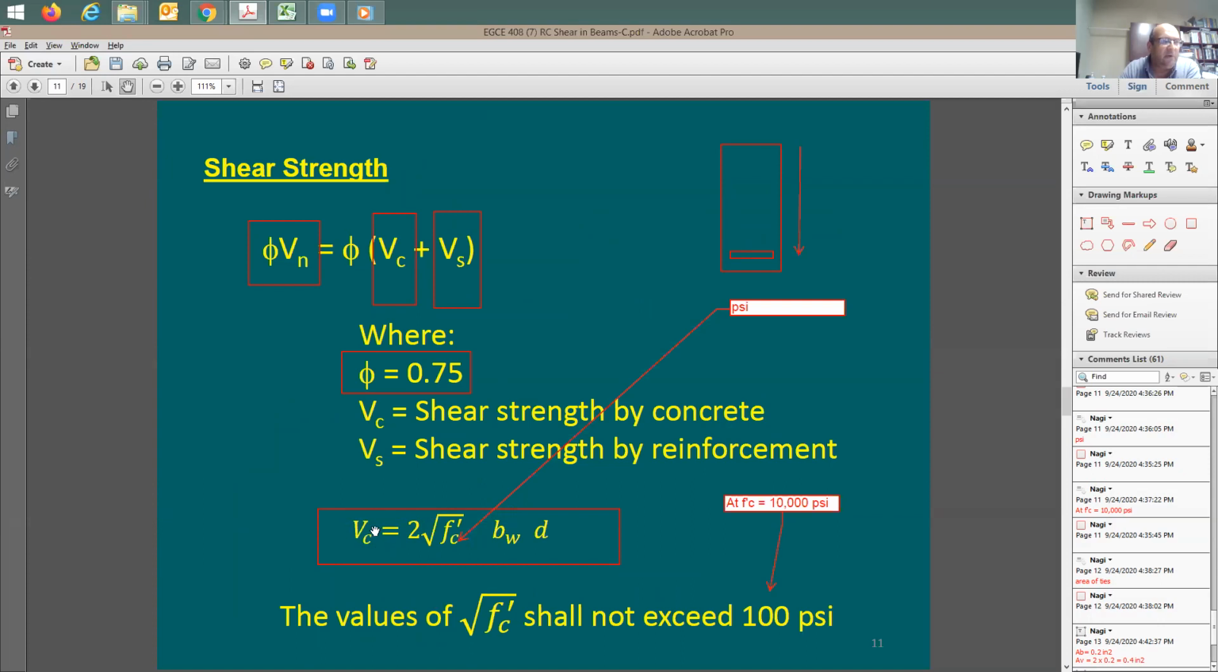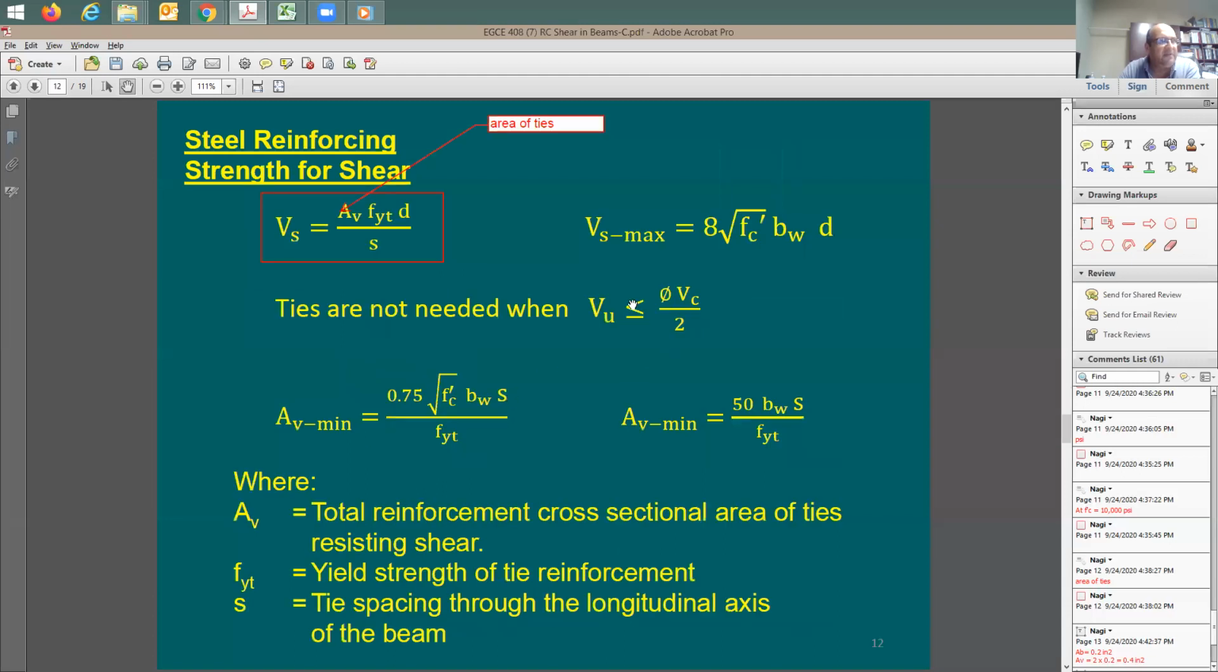If VC is equal to 100 kips, how about VS max? It's going to be how much? This is here 100 kips, and this is going to be 4 times. So this is going to be what? 400 kips max. So it gives you a limit.